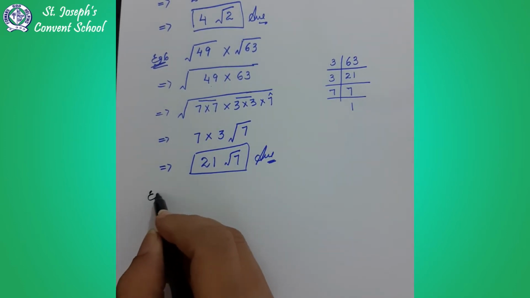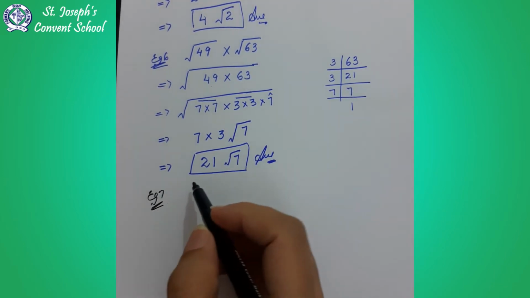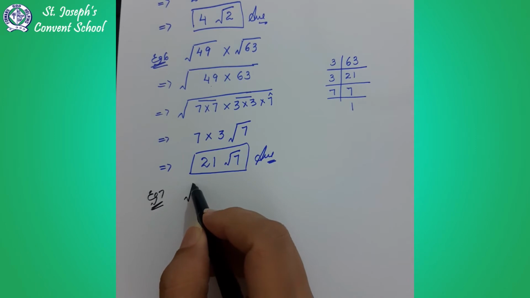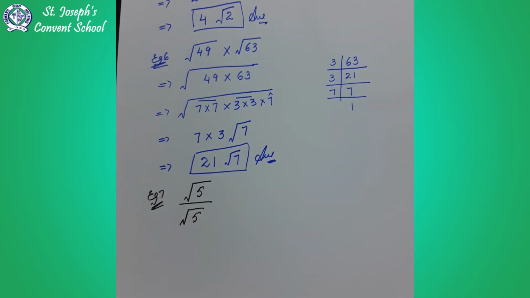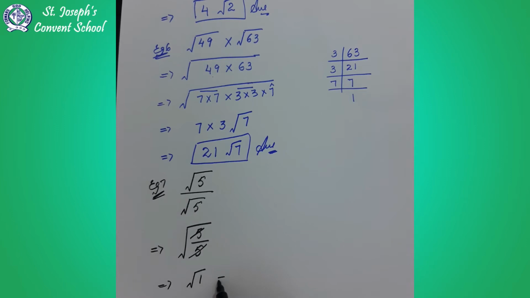Now another type, number 7. In this one, root 5 upon root 5. Now in this, numerator and denominator are given. So both are in root sign. So what we are going to do, write them in one root. Both numerator and denominator you can write in one root, 5 upon 5. You can simplify it. 5 ones are 5 ones are. So root 1, root of 1 is 1. So 1 is the answer.